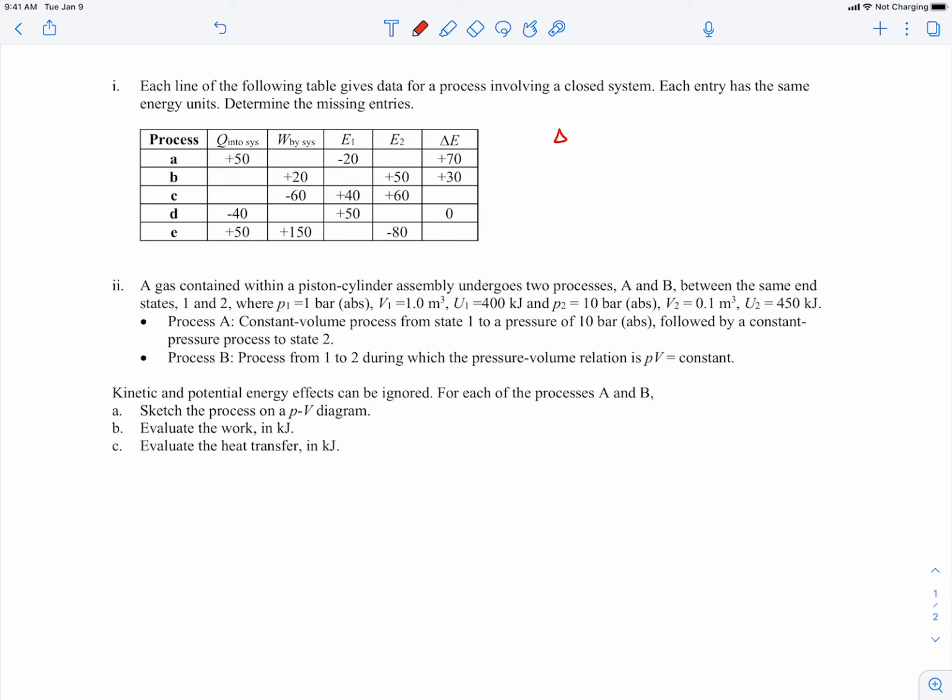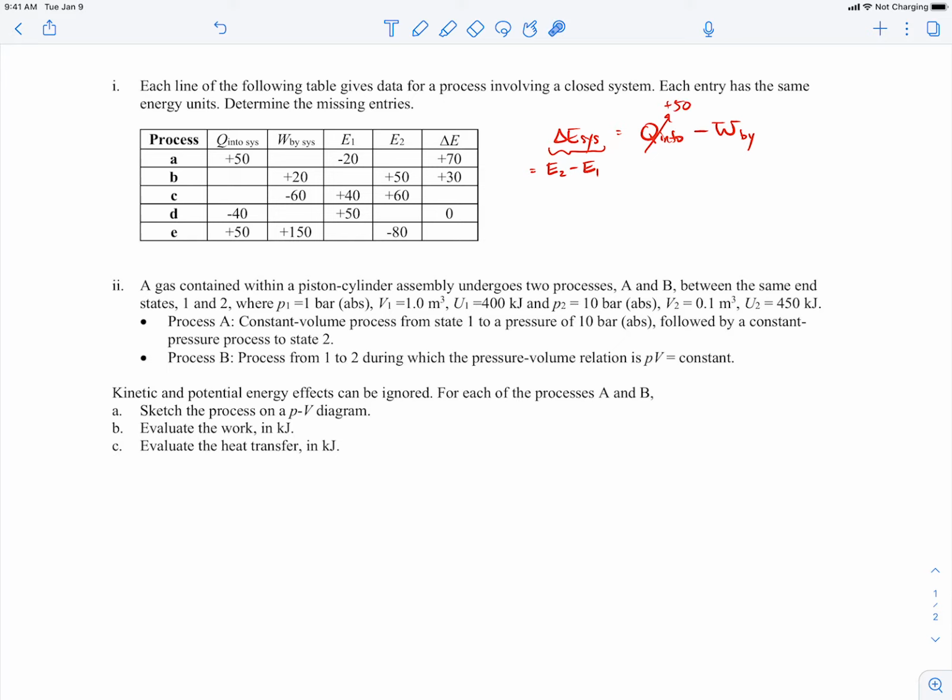So let's write out the first law. The change in total energy of the system is equal to the energy added via heat transfer minus the work done by the system on the surroundings. And the change in total energy will just be the final total energy minus the initial total energy. So let's just do process A really quickly here. Here we're told the heat going into the system is a plus 50.